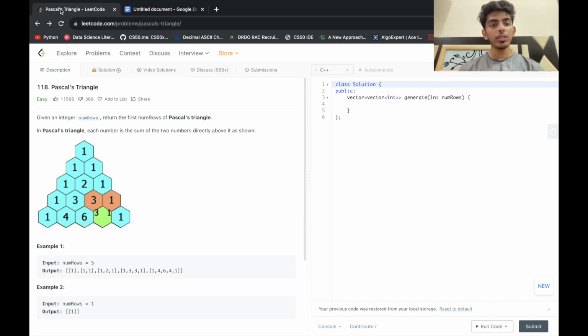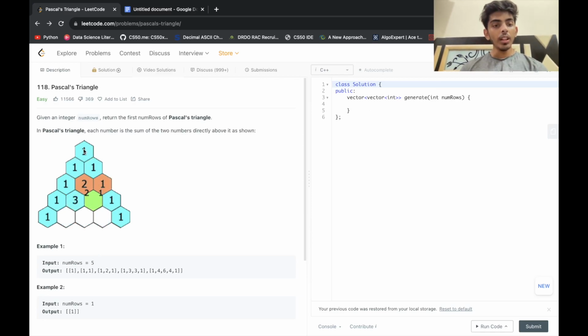We are given an integer num rows, and we have to return the first num rows of Pascal's triangle. In Pascal's triangle there is a property that each number is the sum of the two numbers directly above it. As shown, if you consider this cell, it is the summation of the two cells above it. And if you consider this cell, it is the summation of the 1 and 2 above, so 3. This is the property of Pascal's triangle. We have to return the Pascal triangle for the input num rows in a vector of vector, basically a 2D vector format.